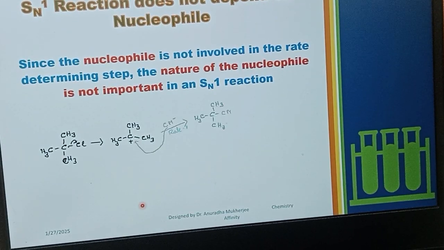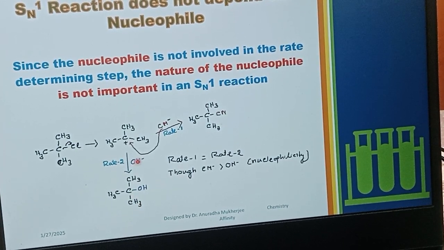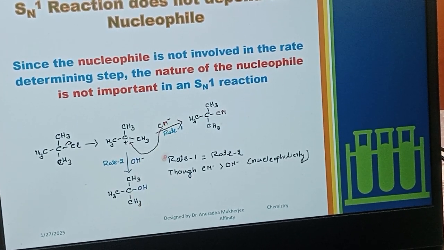And next is the solvent. So you can see this explanation is given here. Here we are doing the reaction using cyano and OH minus. This is a tertiary butyl chloride. The leaving group leaves, we are getting a 3° carbocation. So that means the reaction will be an SN1 reaction.